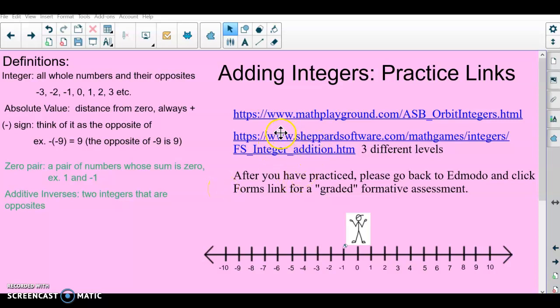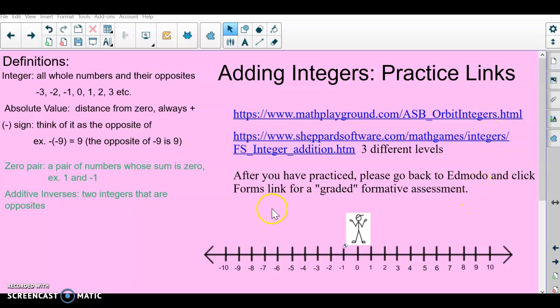This one has three different levels. So if you were in Target and you've been exposed to adding integers before, work at level 3. Don't start at level 1. And this one really only has one level, but it is speed driven. So you want to try to get your answers as quick as possible and try to improve your time each time.